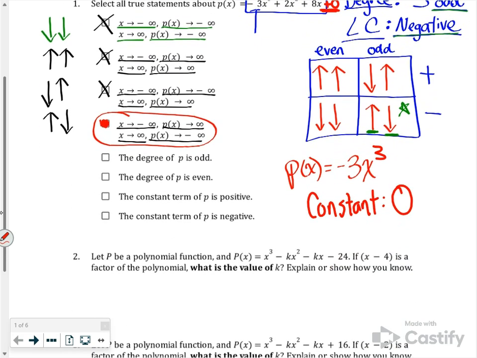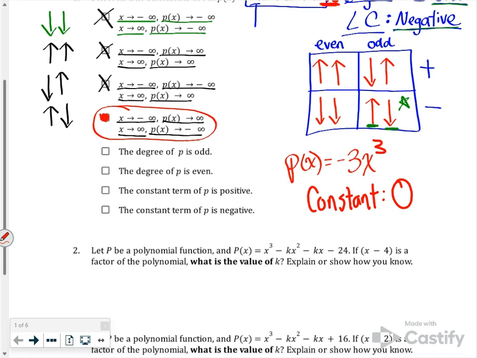So these last options can be decided on by analyzing the fact that this is a third degree, it is odd, and then we know the constant is 0, so we know it's not positive and we know it's not negative. Neither of those choices at the bottom is an answer. So your two correct responses here are that the degree of the function was odd and that the end behavior was up then down.